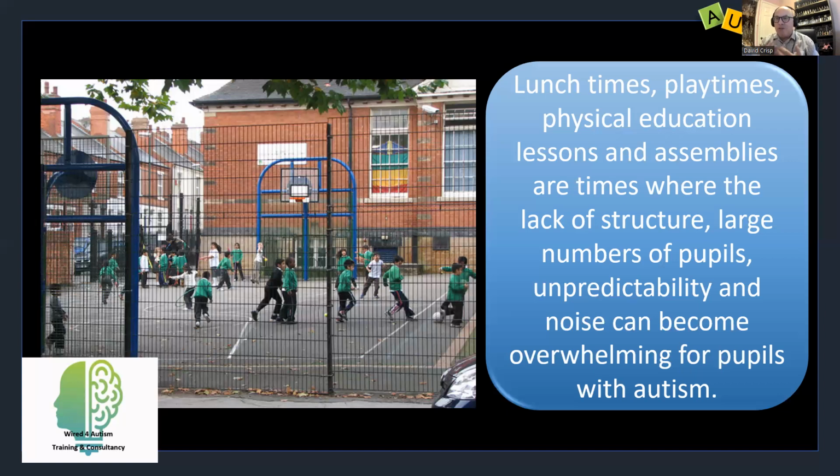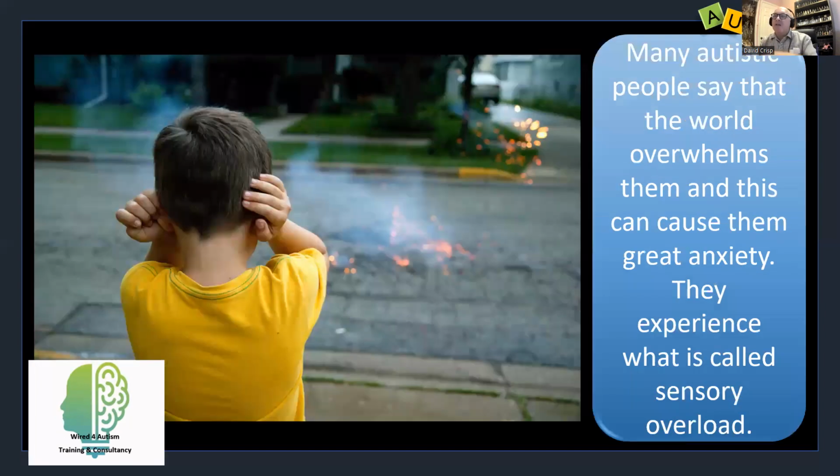Your brain can't process it all, and so you're going to shut down, or you present challenging behaviors. Many autistic people say the world overwhelms them, and this causes them great anxiety. This is what we mean by sensory overload. There's an example there of a kid. I presume it's a firework that's landed on that tarmac. The bang of that firework and the smell of the chemicals is an assault to his senses, and he's very uncomfortable there.